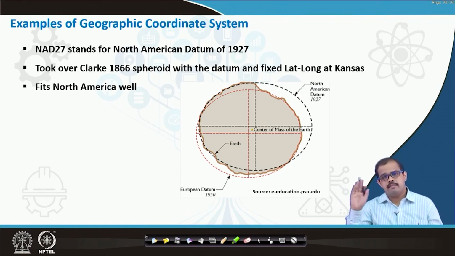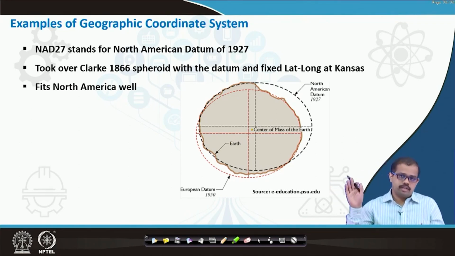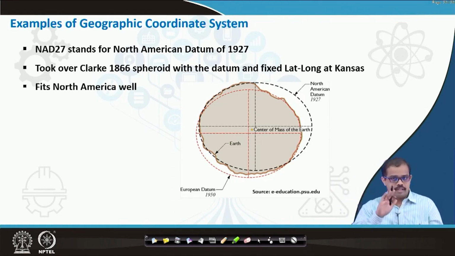The NAD27 system is extremely useful in North America, but whenever it comes to other continents, it is a bit distorted. So using the same NAD27 system on the Indian subcontinent may not be very useful. Whereas if you use Everest in the Indian subcontinent, it is much more useful. But because of the complexity involved in having it on the system and converting it to other types, this particular system is not used.